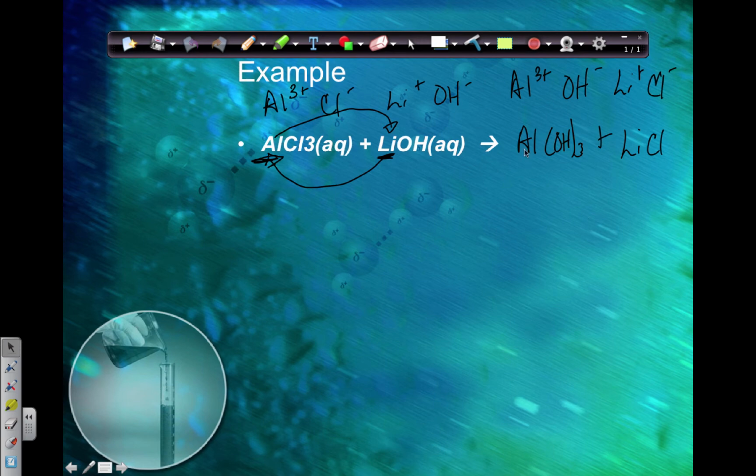All right, so let's see if we're balanced. Got 3 hydroxides here and none here, so I'm going to put a 3 there. And then I got to fix the lithium. So 3 lithiums, and then my chlorine is a fix now. So there's 3 here, and everything else is balanced.